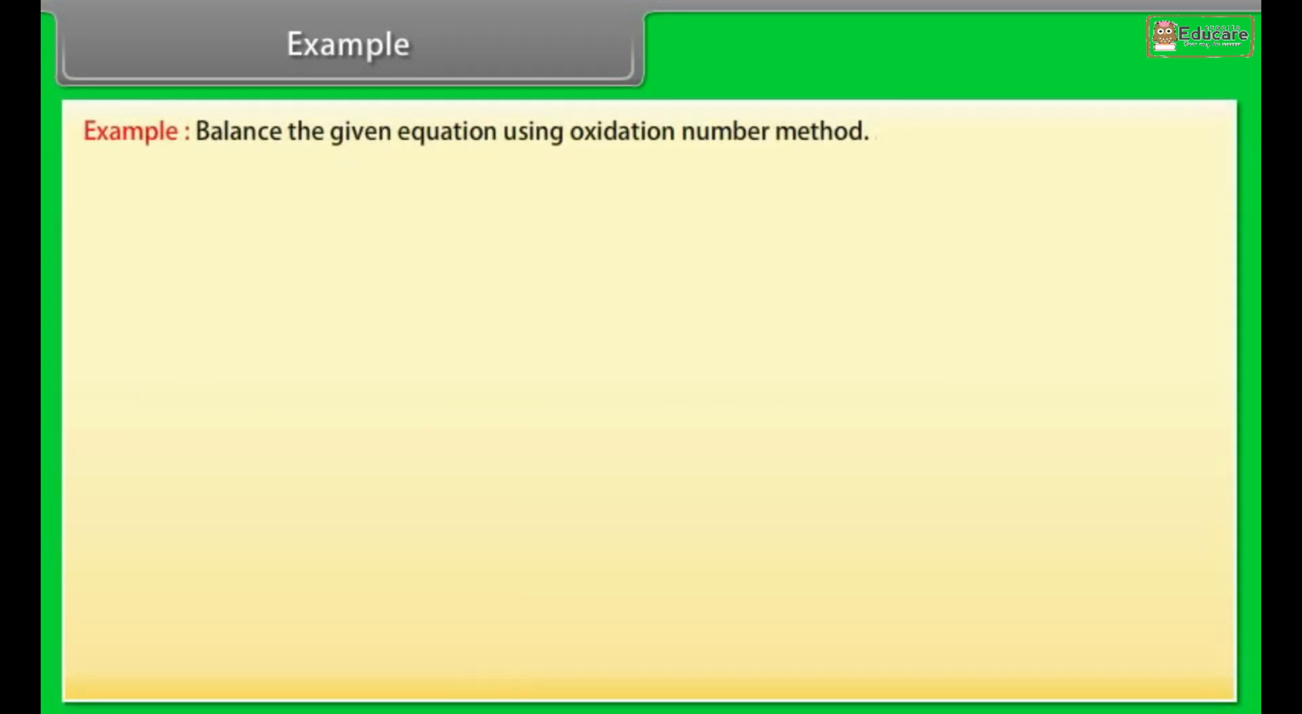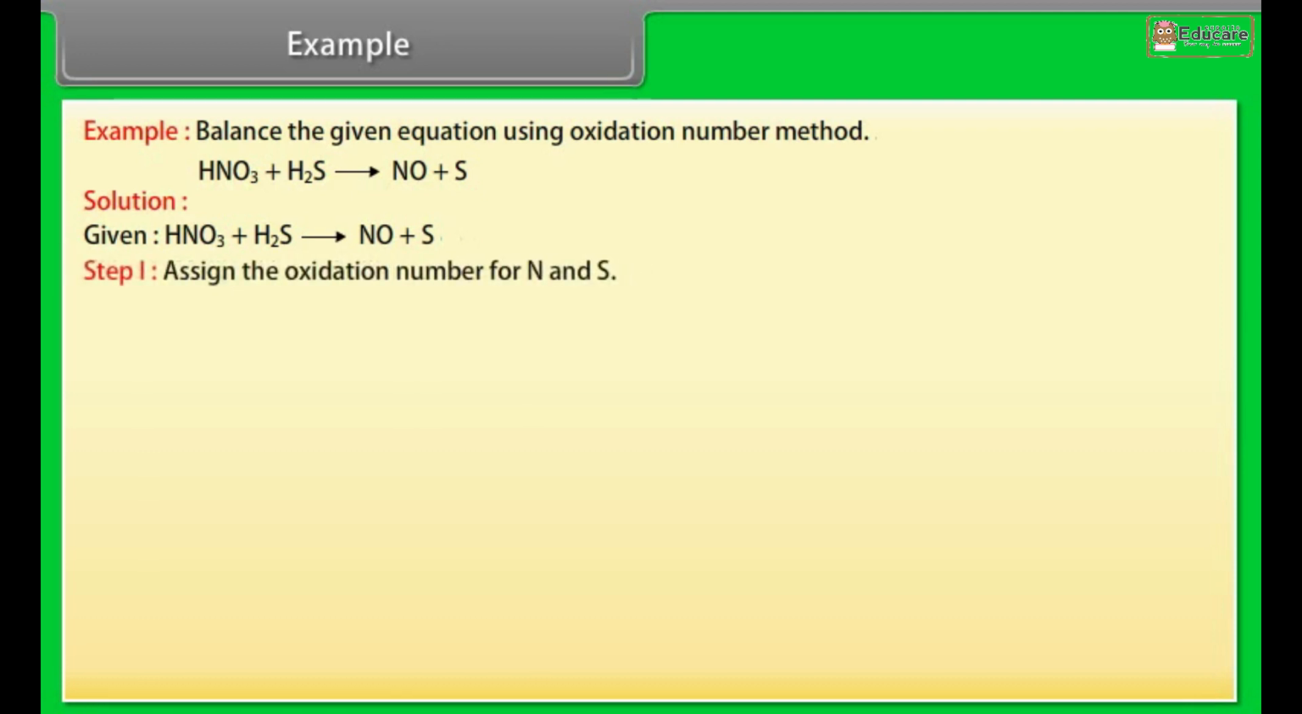Example. Let us take an example of balancing equations. Balance the given equation using the oxidation number method. Let's see the solution. Here, the given equation is HNO3 plus H2S gives NO plus S. Step 1: firstly, we assign the oxidation numbers of N and S.